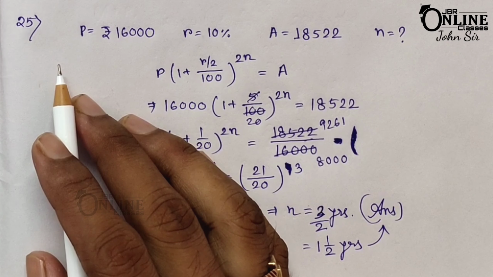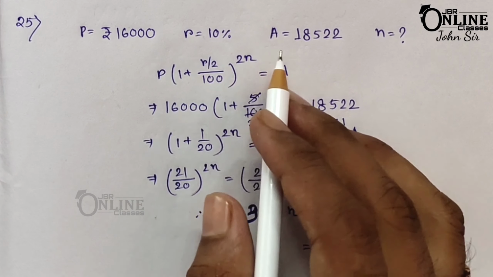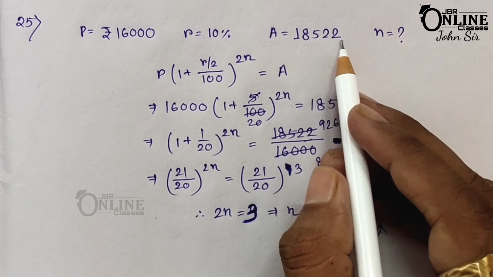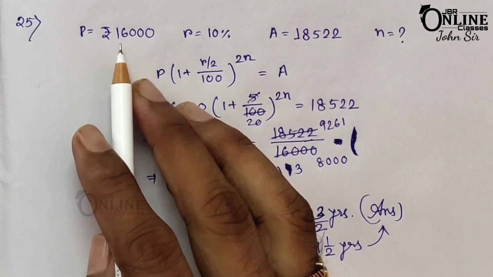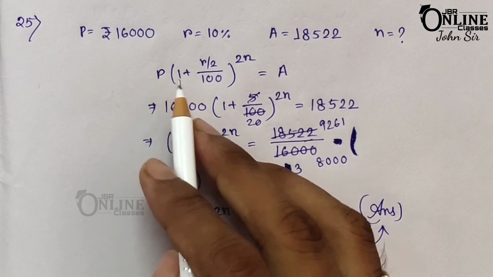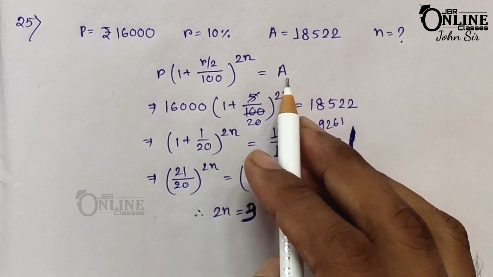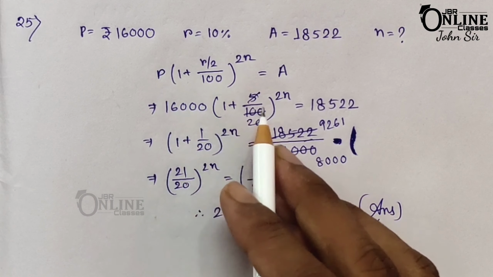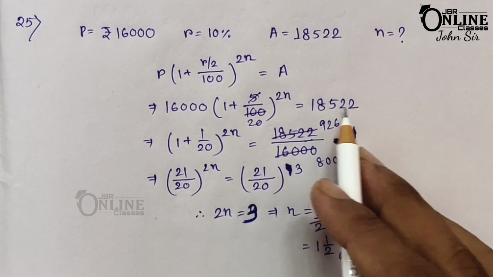Now sum number 25. Here 16,000 invested at 10% per annum and compounded semi-annually, and amount equal to 18522. So you have to find out the time period of investment. That means here P equal to 16000, A equal to this one. So the formula you know, P into (1 plus (r by 2) by 100) whole to the power 2n, and that equals the amount. So 16,000 into, as r by 2, that means 10 by 2 equal to 5, so (1 plus 5 by 100) whole to the power 2n, that equals 18522.